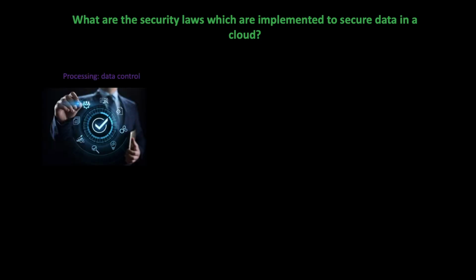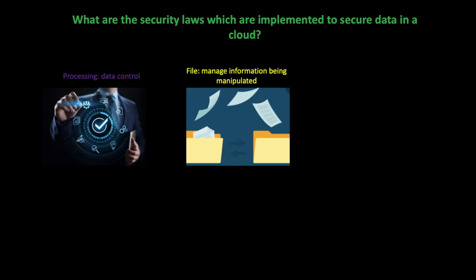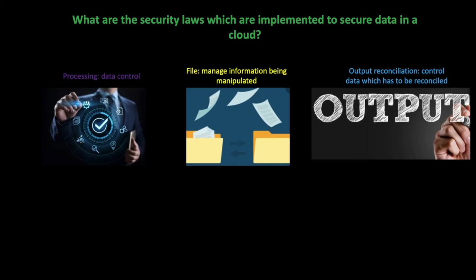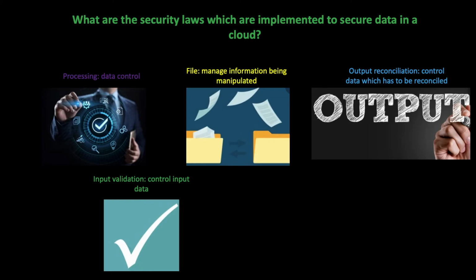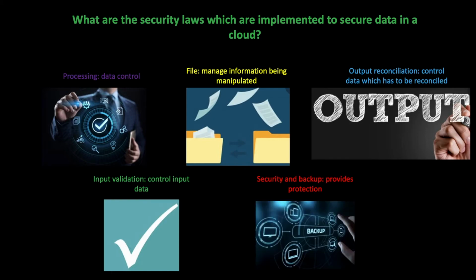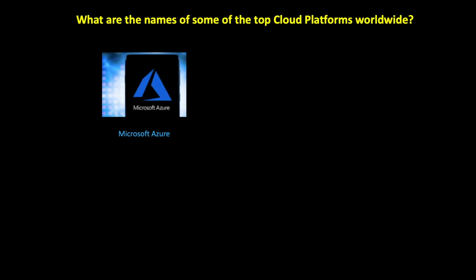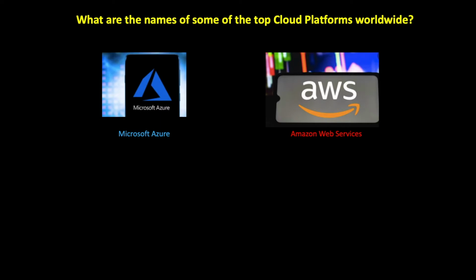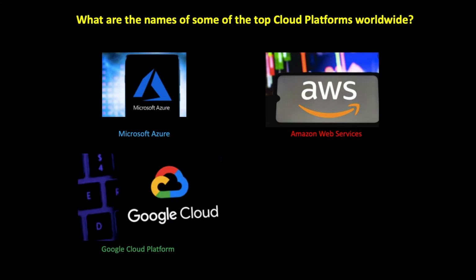What are the security laws which are implemented to secure data in the cloud? Here the right answer would be processing, controlling the data that is being processed correctly and entirely in an application. File, which manages and controls the information being manipulated in any of the files. Output reconciliation, controlling the data which has to be reconciled from input to output. Input validation, controlling the input data. And security and backup, providing protection and backup, and controlling the security breach logs. What are the names of some of the top cloud service platforms worldwide? The right answer would be Microsoft Azure, Amazon Web Services, Google Cloud Platform, and Oracle Cloud.